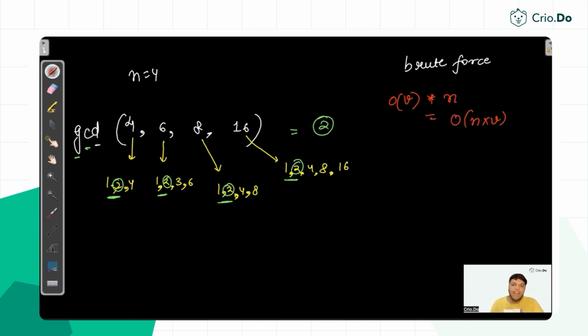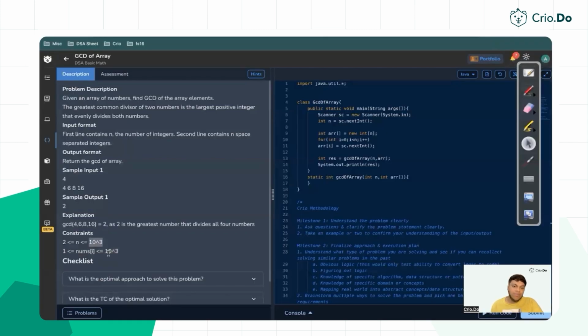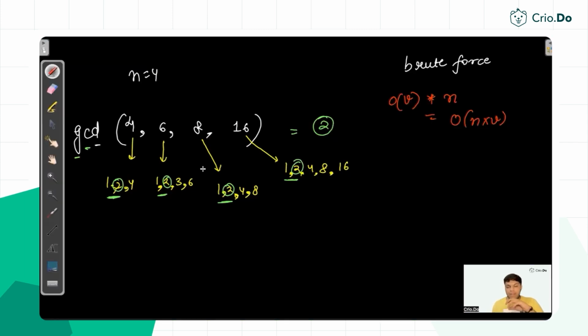Surely it might work. Why? Because in the constraints, n is small and V is also small. But is there any better solution? Instead of finding all the factors and then finding the greatest one which is common in all of them, a better solution is to break down the problem. How are we going to break it down?